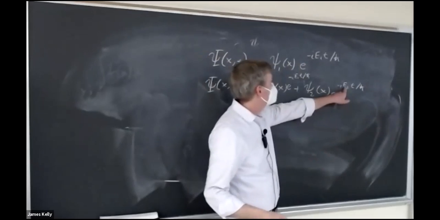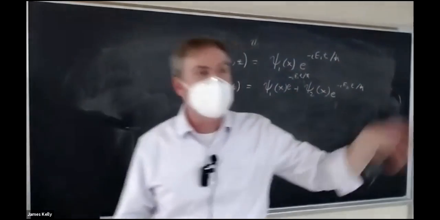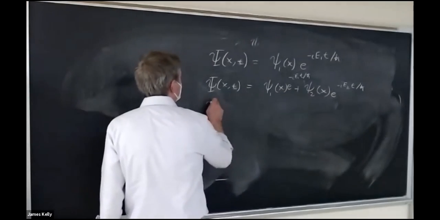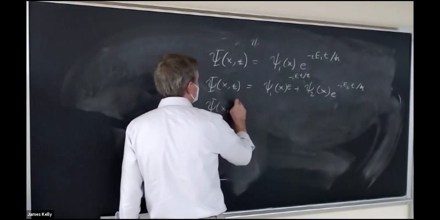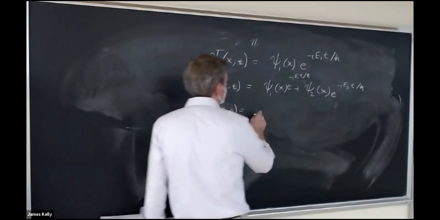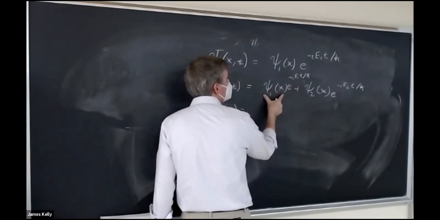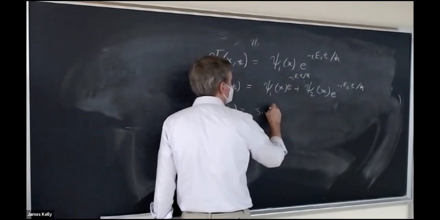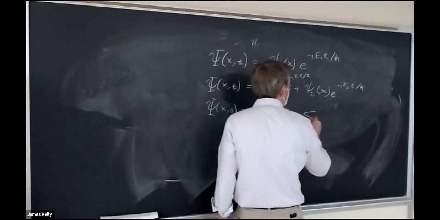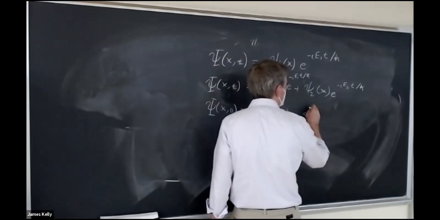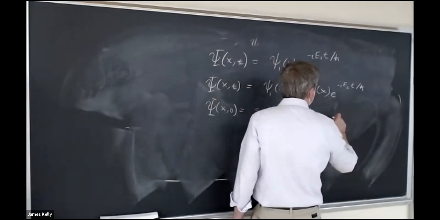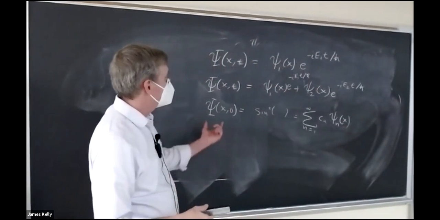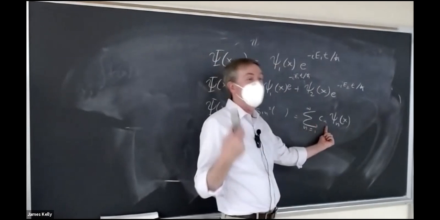It's wiggling faster because E2 is bigger than E1, and that determines how fast it's wiggling with respect to time. Now, in this voting question, at time t equals 0 it was not just a sum of two of them, but involved a sine squared function. We found that it can be written as an infinite linear combination, Cn, of the psi n's. That was that completeness statement, and we found out how to find the Cn's.